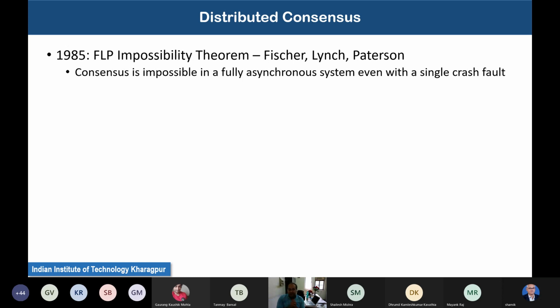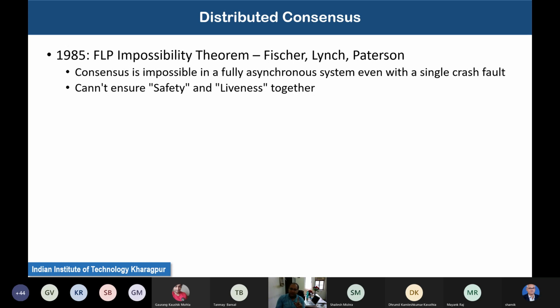And it basically says that consensus is impossible in a fully asynchronous system, even with a single crash fault. Whenever we say consensus is impossible, that basically means we will not be able to ensure the two important properties of distributed consensus. What are those two properties? The two properties are safety and liveness.